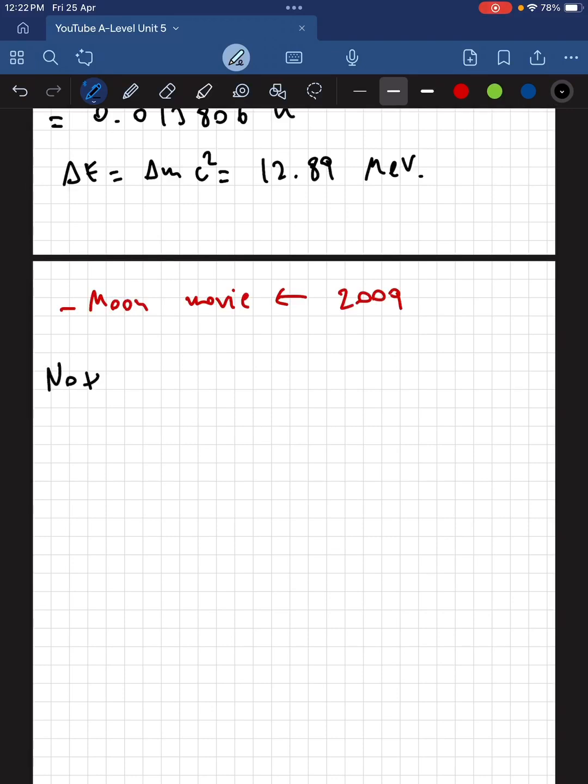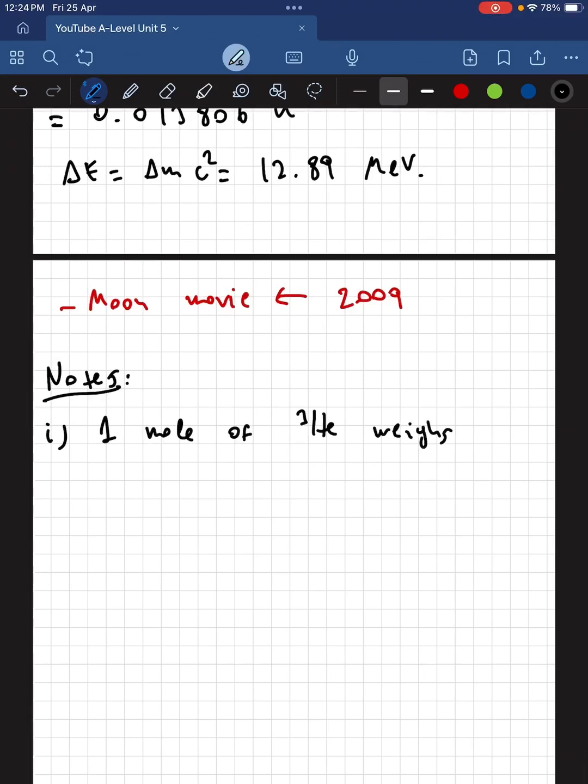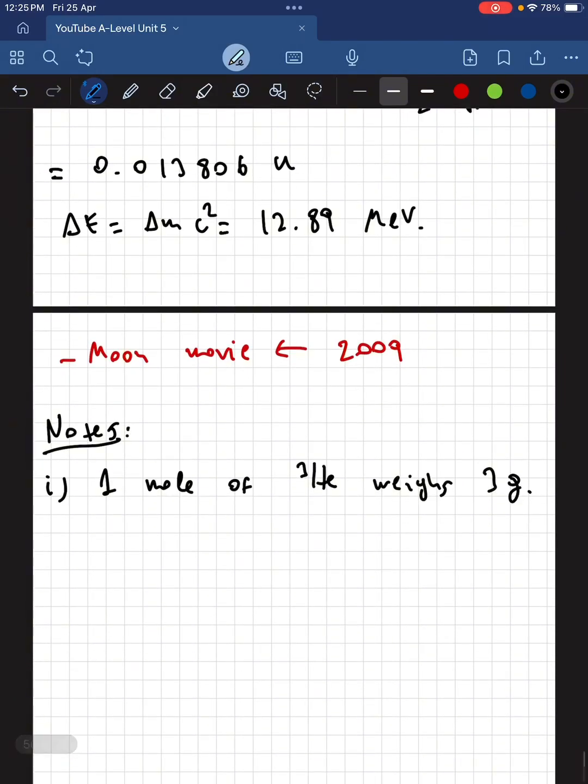Okay, so notes. First one, 1 mole of helium-3 weighs 3 grams. How do I know that? Because 1 atomic mass unit is equivalent to 1 gram per mole. Therefore, for helium-3, we have 3 atomic mass units, precisely 3.00 something atomic mass units. So we have 3 grams per mole. I'm trying to say this is an infinitesimally small quantity of gas.